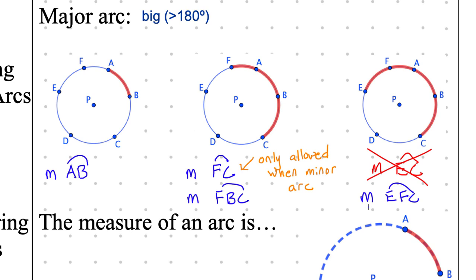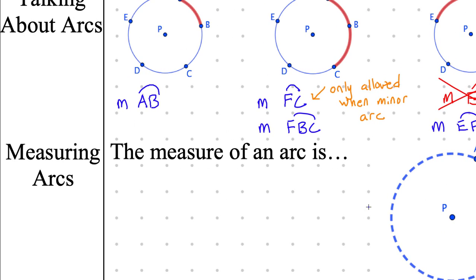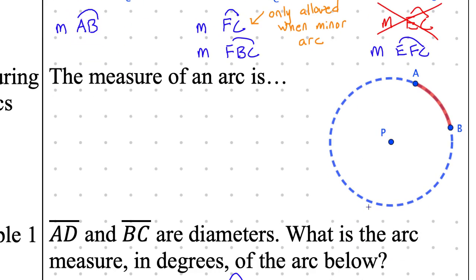All right, so moving on. Measuring arcs, the thing that we're actually setting out to do. To measure an arc, we are going to do this. We're going to say that the measure of arc, well, we're trying to find AB in this case, so I'm going to say the measure of arc AB, everyone write it down with me. Measure of arc AB is equal to.